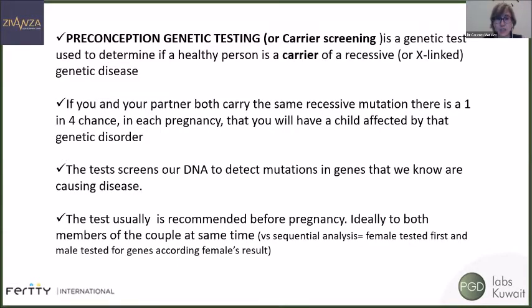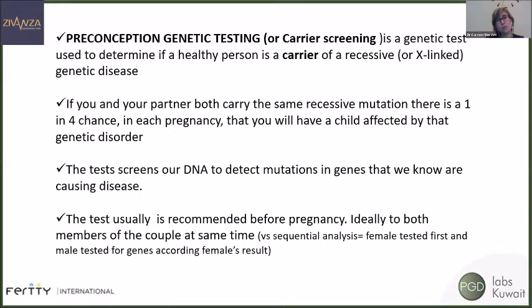This test is a genetic test that is done in blood, and it's used to determine if a healthy person can be a carrier of a recessive or X-linked genetic disorder. As I told you, if you and your partner both carry the same recessive mutation in the same gene, then you have a 1 in 4 chance in each pregnancy that your child will be affected. If it's an X-linked disease, the risks are different, but generally a carrier woman has a 50% chance of having an affected boy.